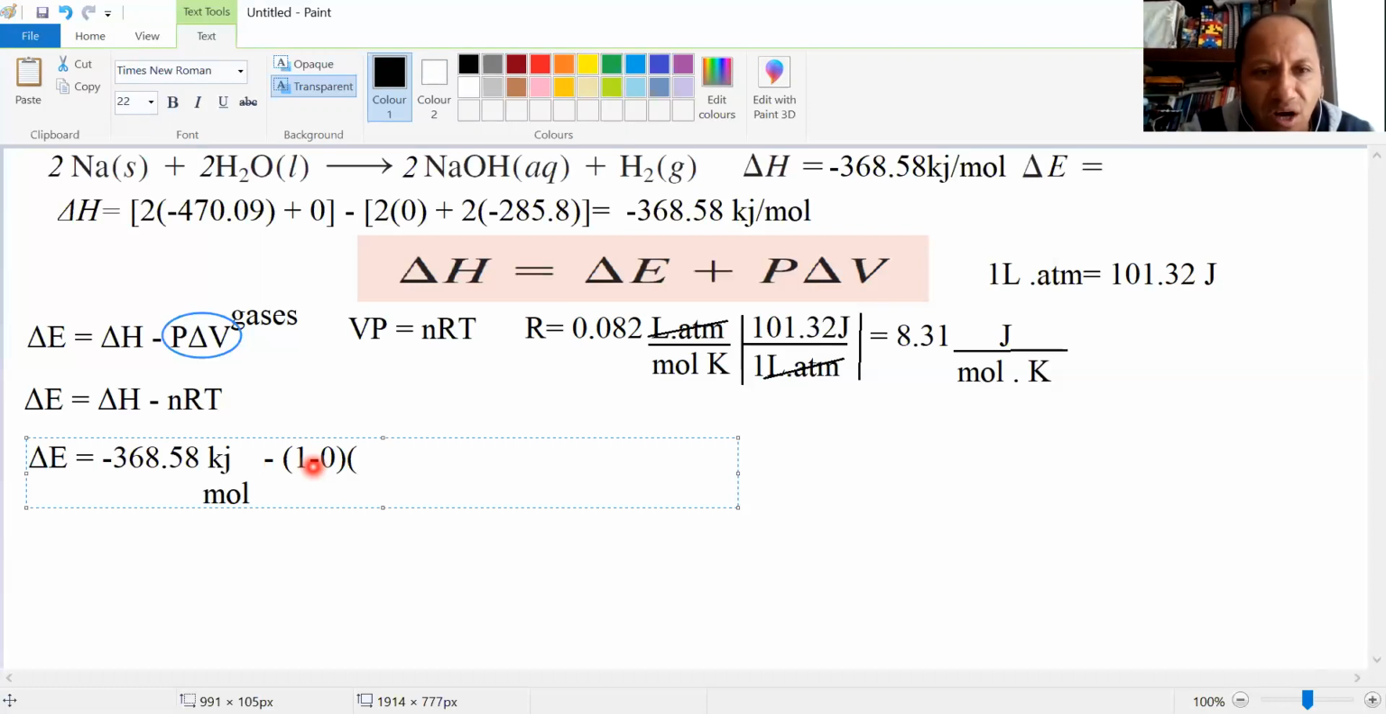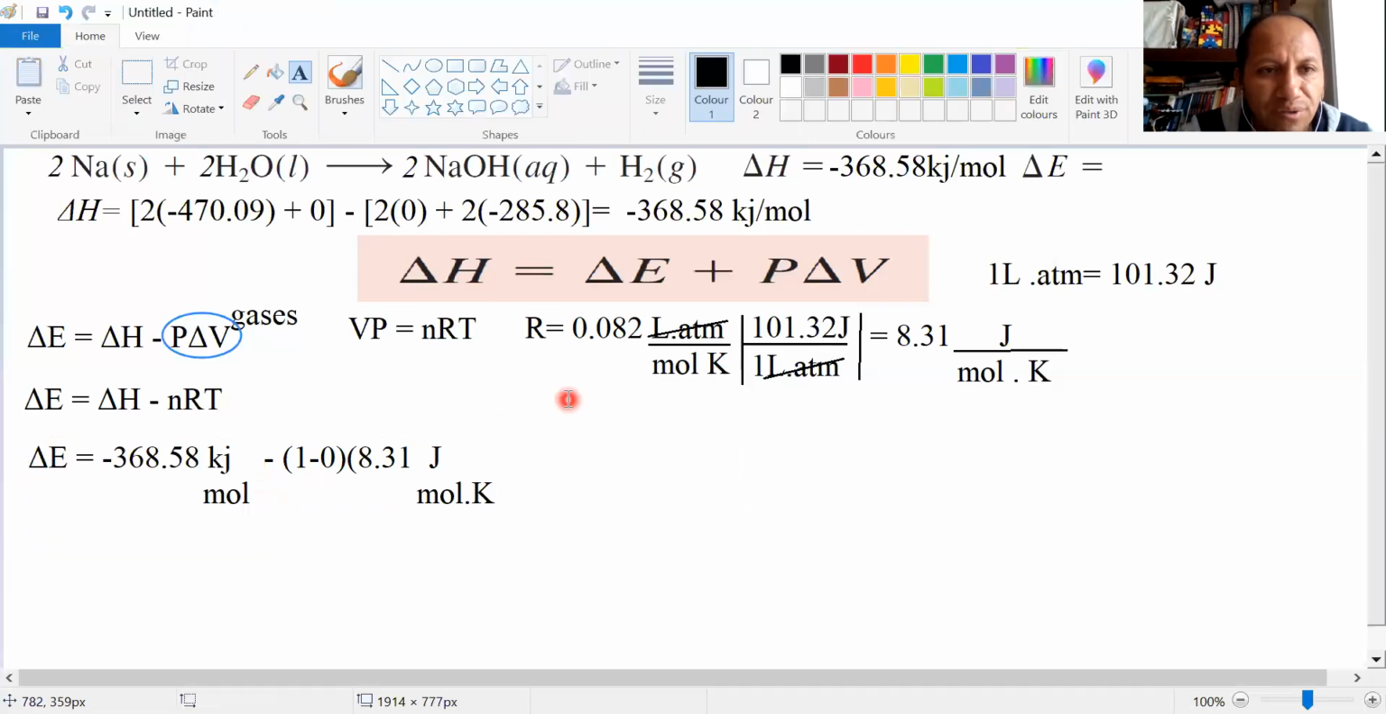And all of that times R. In this case it is the general constant for gases in terms of joules. So we'll copy that: 8.31 joules over mole times Kelvin. But also I will have to open a conversion factor, because I need to convert that to kilojoules, because this one is in kilojoules. Got it?